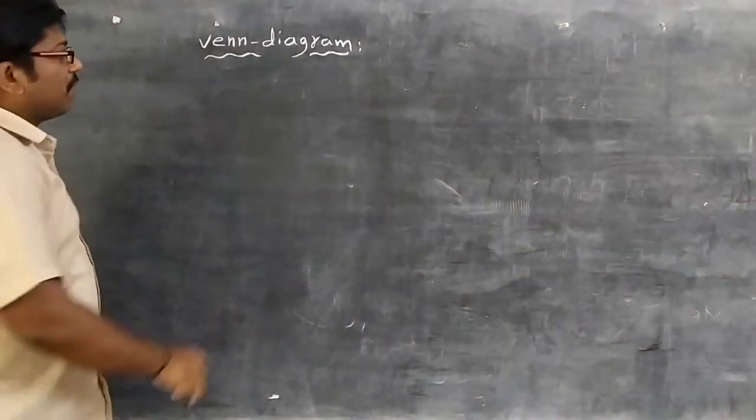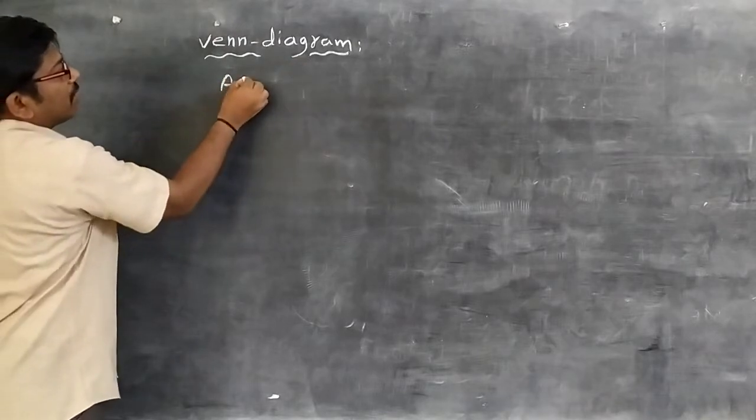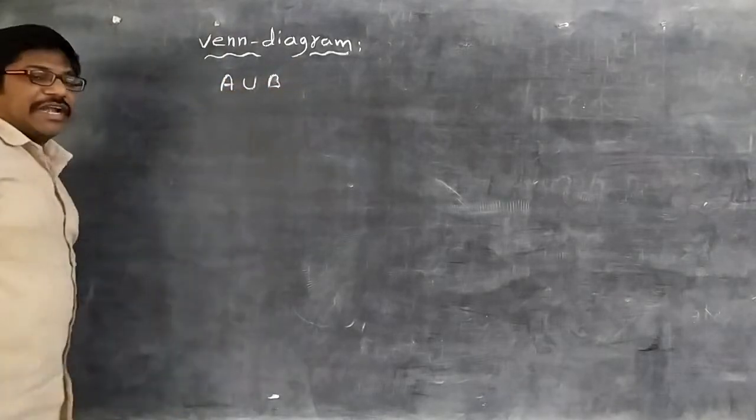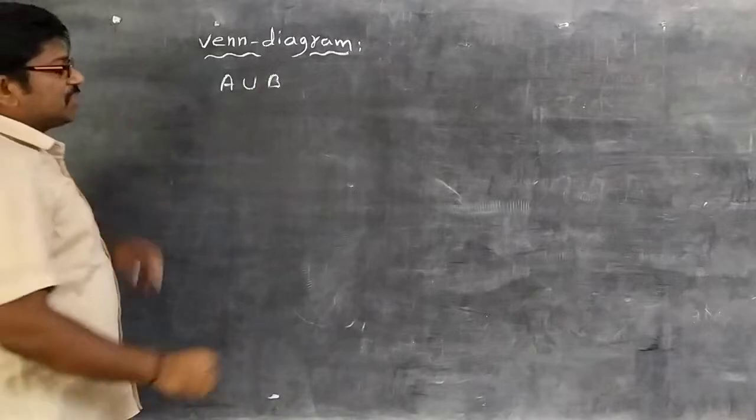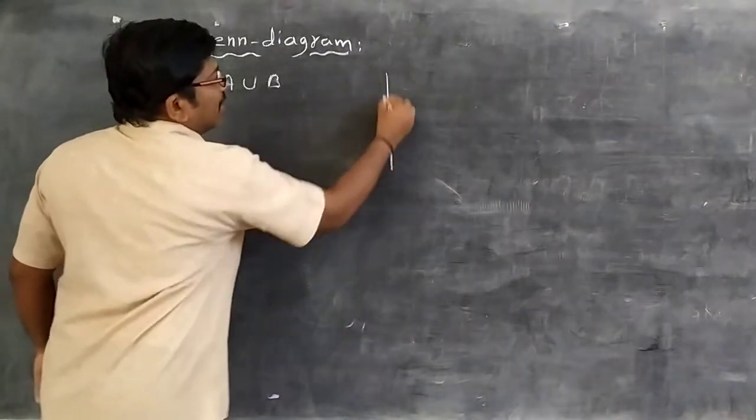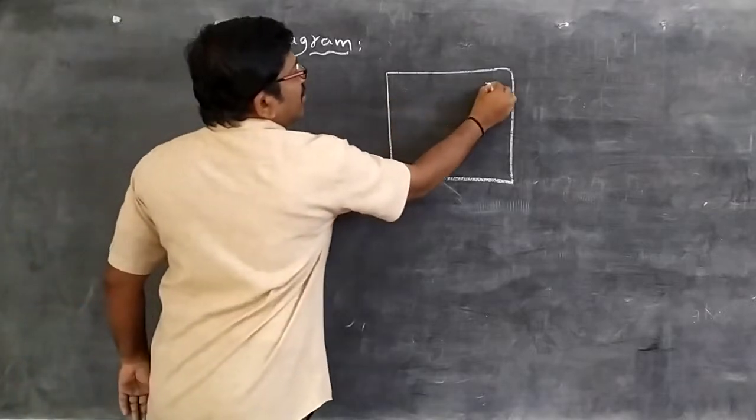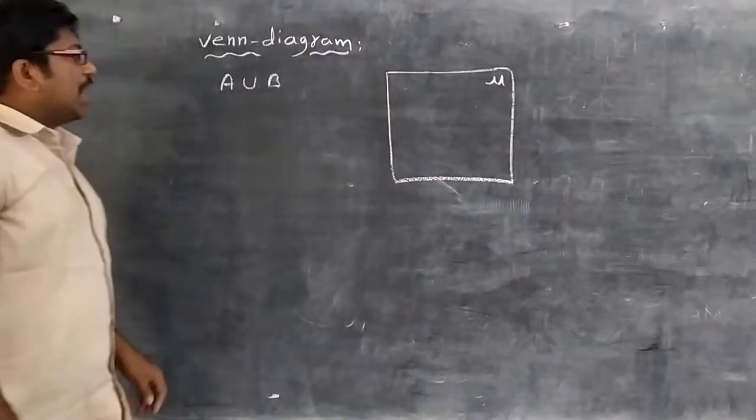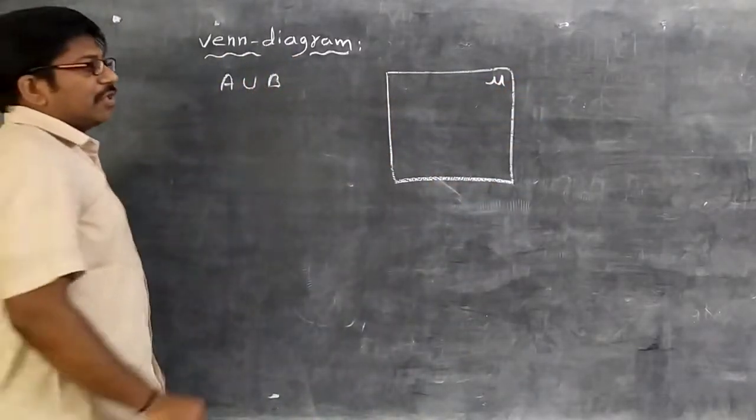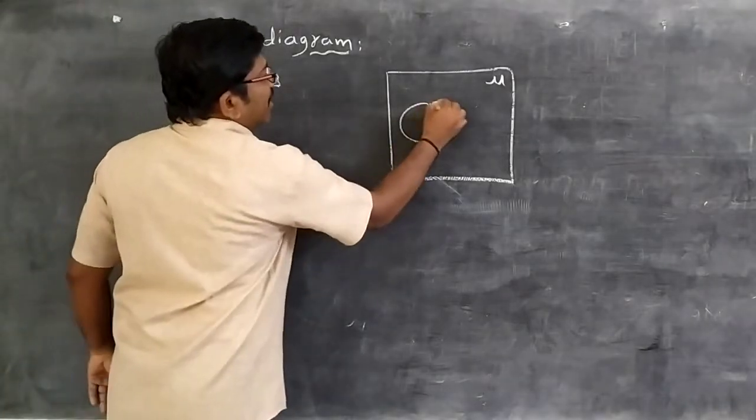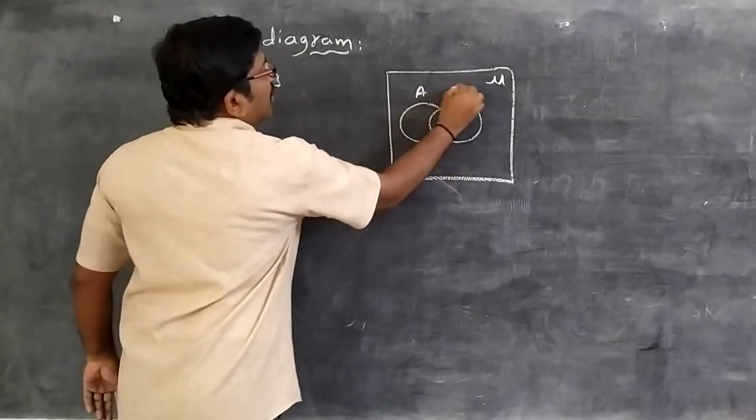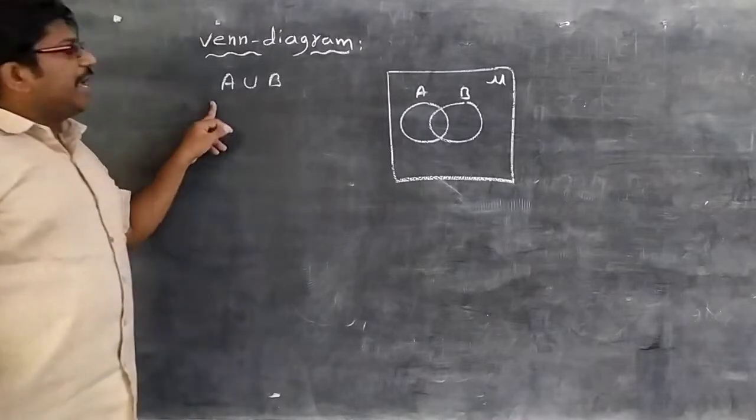Now Venn diagram of A union B. So first I have to draw a rectangle. It represents the universal set denoted with mu, and A, B are subsets of the universal set. It is A and it is B. Okay. Now A union B.